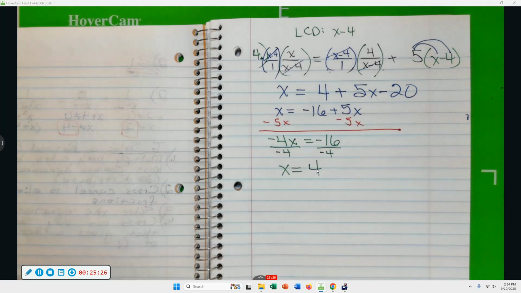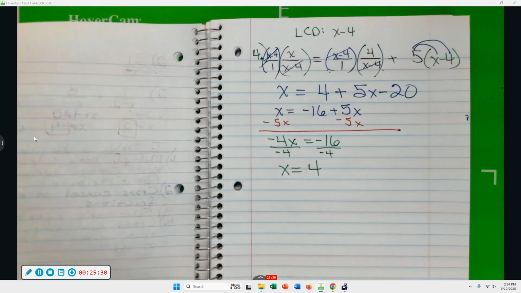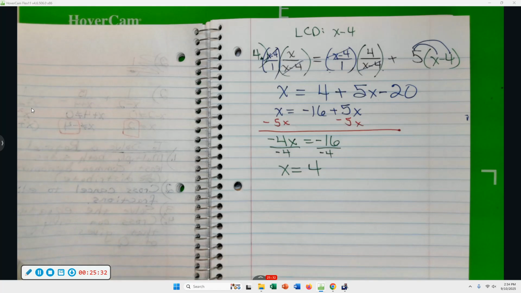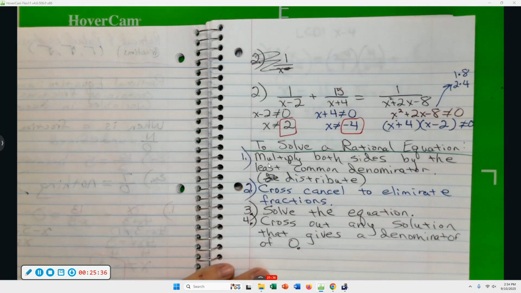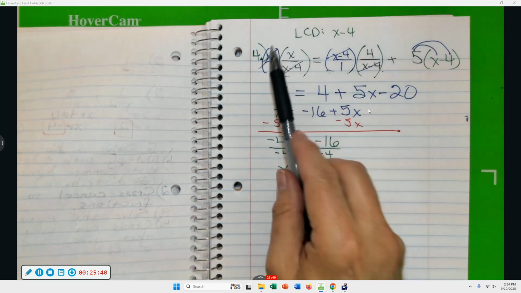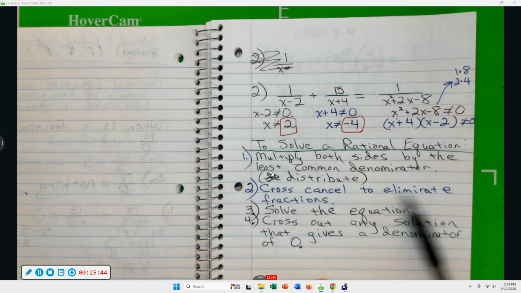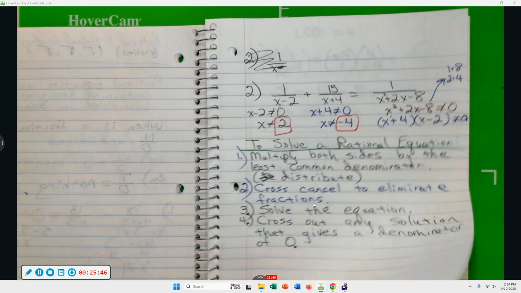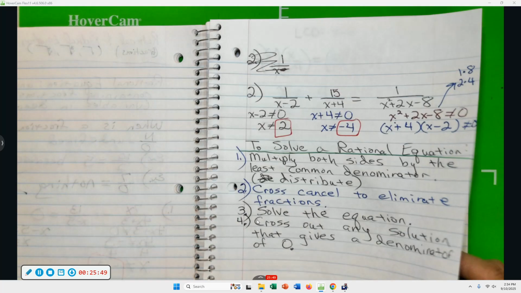You know, I haven't even been switching back to my little recipe that I have here. It's just a vague general recipe. It's not a real recipe because we just multiplied by the common denominator, the x minus 4, x minus 4, x minus 4. We cross-canceled to eliminate the fractions. We did that. We solved the equation.